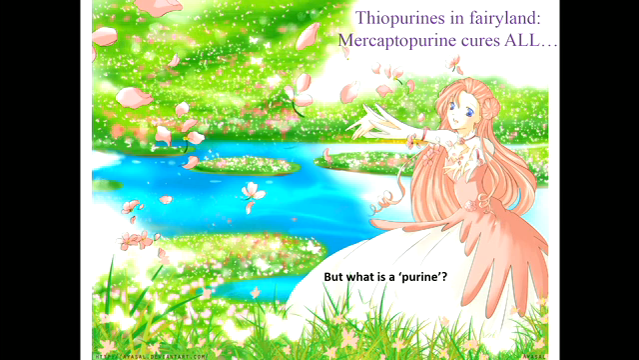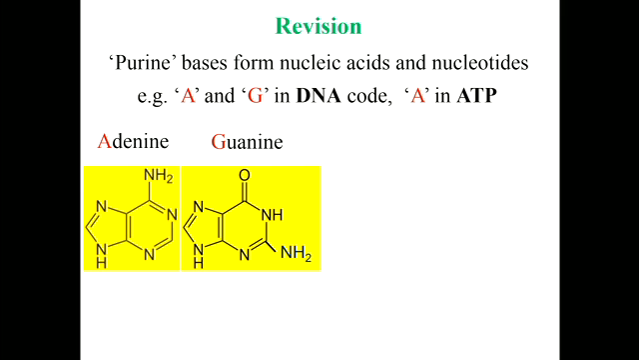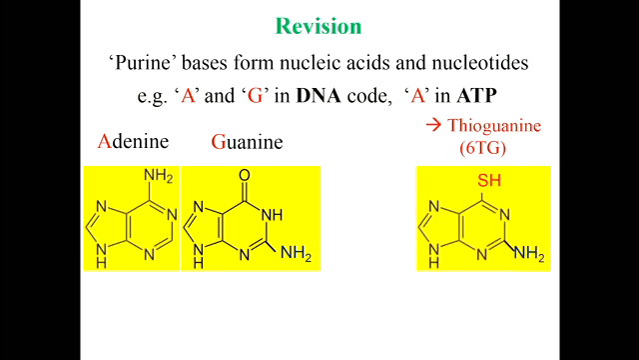To understand this, we'll have to look at what a purine is. Mercapto means sulfur, and a purine is what? Do you remember? So I'll revise very briefly here. Purines are the bases in nucleic acids and nucleotides. You know that the DNA code is made up of A, G, C and T, 4 bases, and the A and G are purines, and they look like this. They're called adenine and guanine.